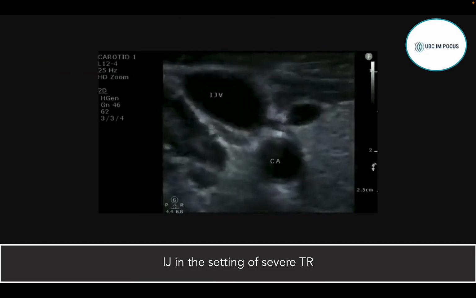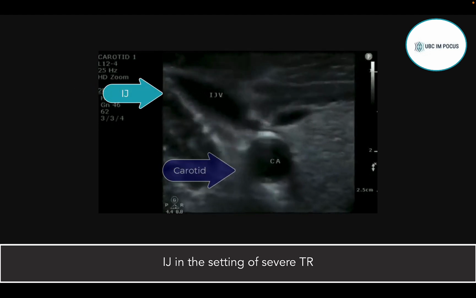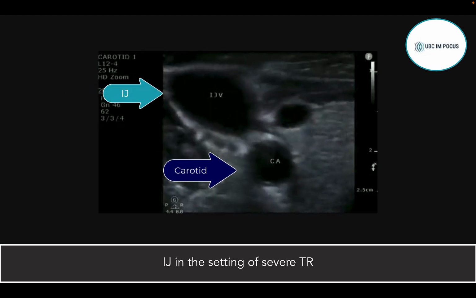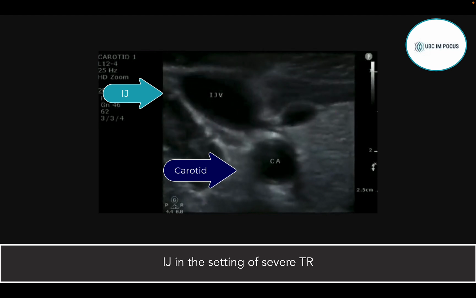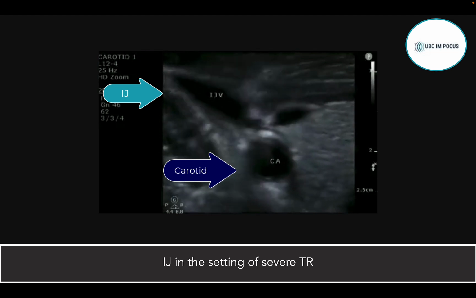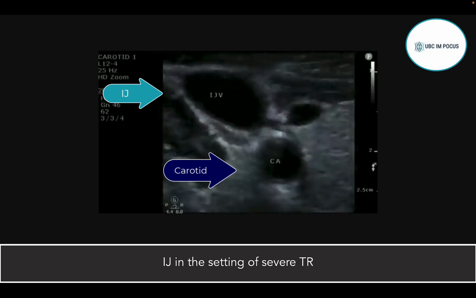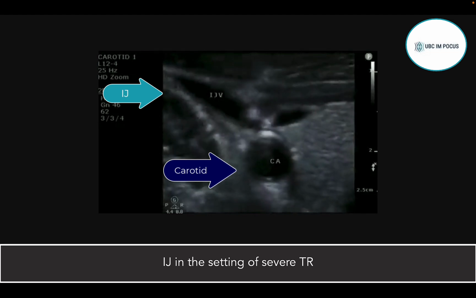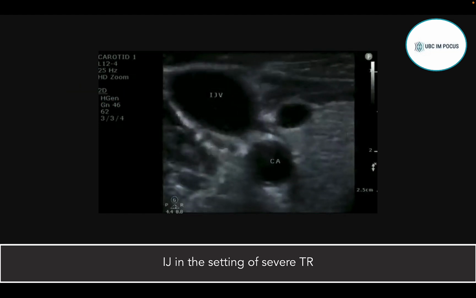Here's just an example of what the variation in an IJ looks like in the setting of severe TR, which is quite common in a lot of our patients. And a reminder that in the case of TR, we want to look for the height of the IJ at its lower point, not the highest it goes with that big CV wave, but kind of where it comes down to. That's where we want to measure the IJ, or the JVP, I should say.